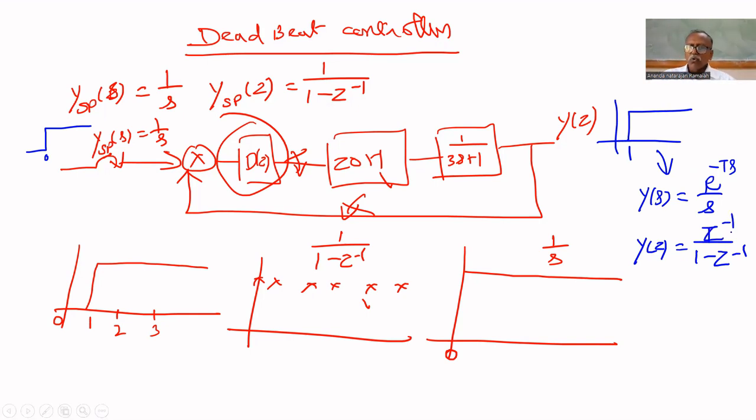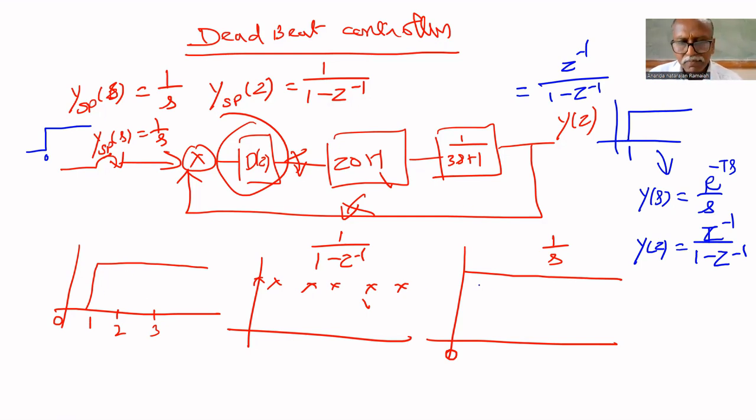So y of z is one step signal, but delayed by one sampling period. Two sampling period delay means z power minus 2, three sampling periods means z power minus 3. Here we are assuming the response is available after one sampling period. Therefore, y of z is z power minus 1 upon 1 minus z power minus 1.